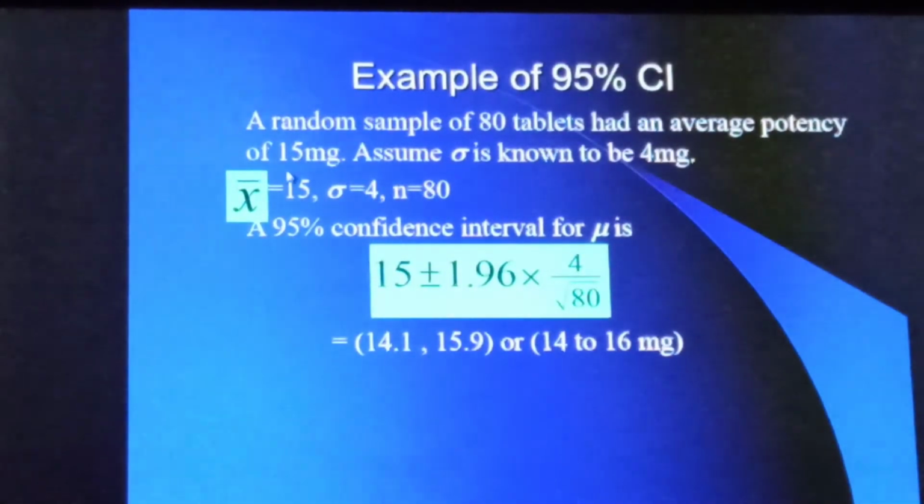A random sample of 80 tablets had an average potency of 15 mg. Assume that sigma is 4. Then we have sample mean 15, standard deviation 4, sample size 80. All the required information is there, we can calculate, and we get 14 mg to 16 mg. That is the 95% confidence interval.